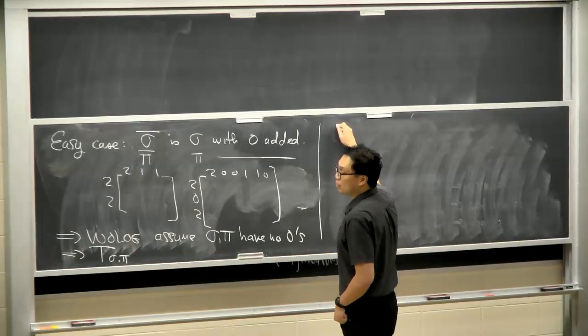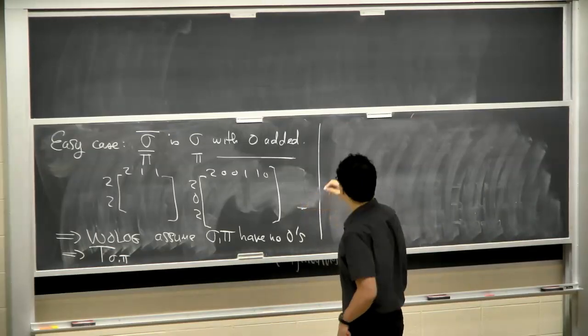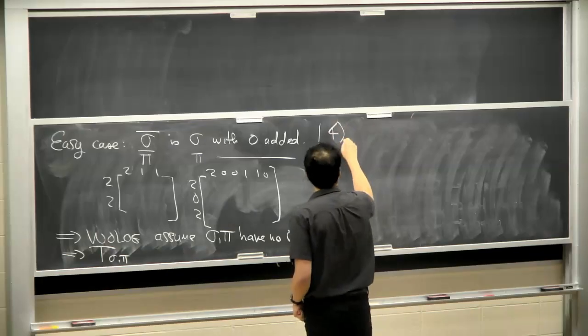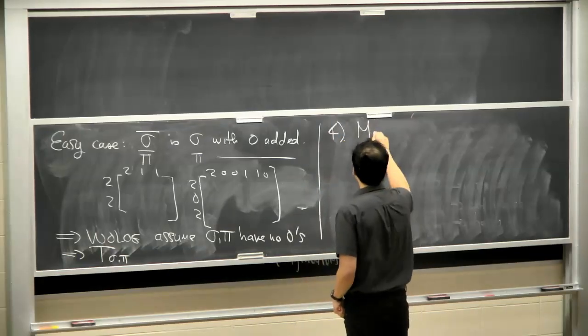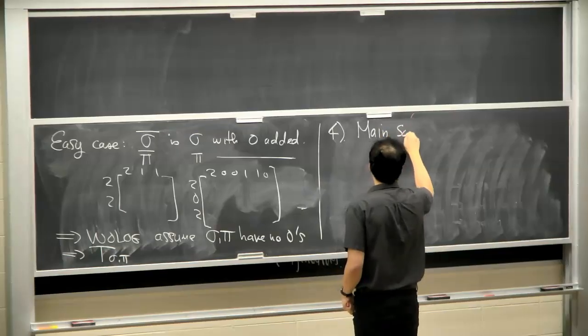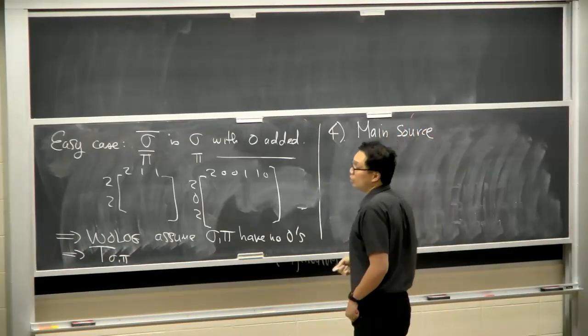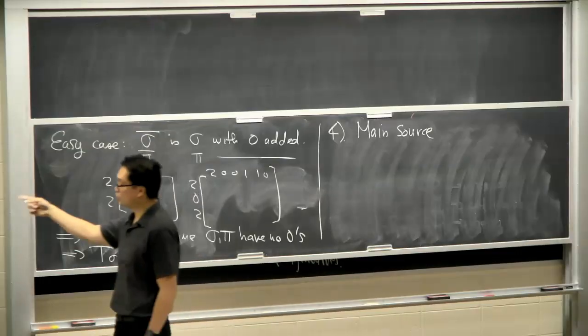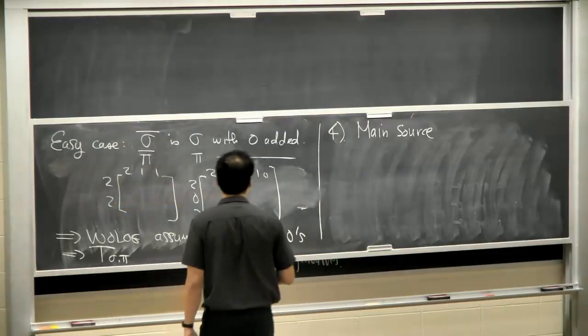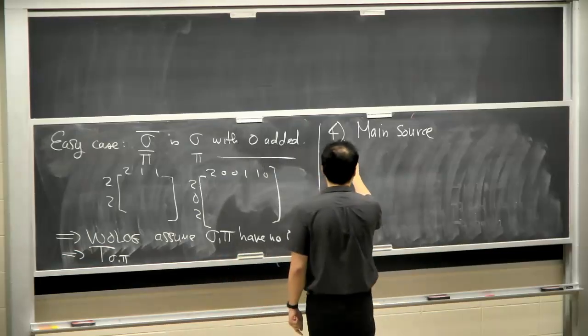Okay, so this brings us to our, I think, fourth topic. This is our main source. So I'm looking for similarities to use, and our main source comes from the following. I want to think about, let's fix K and L.